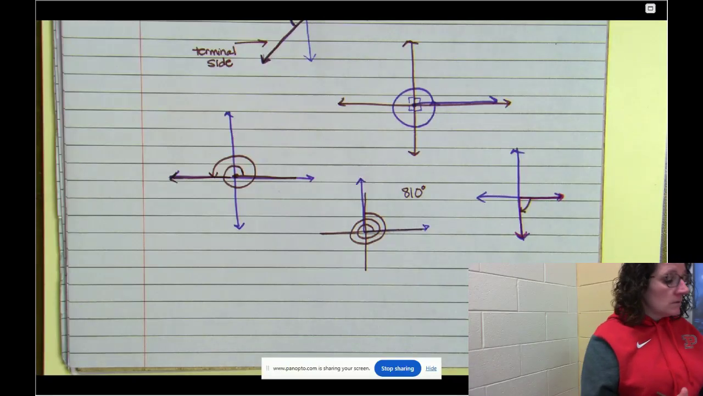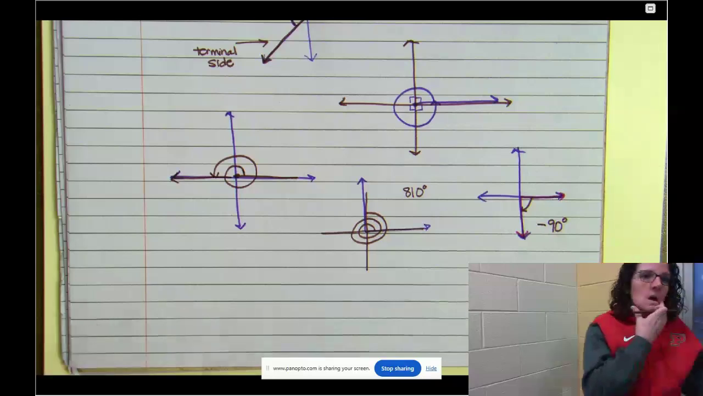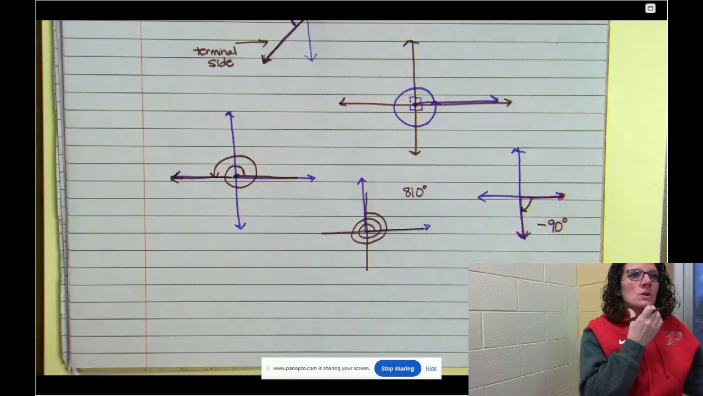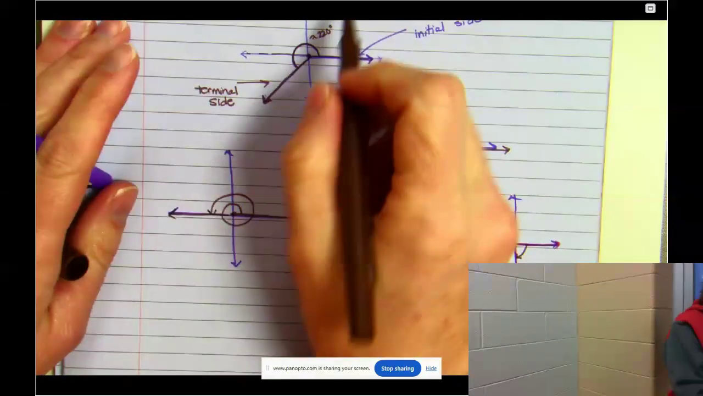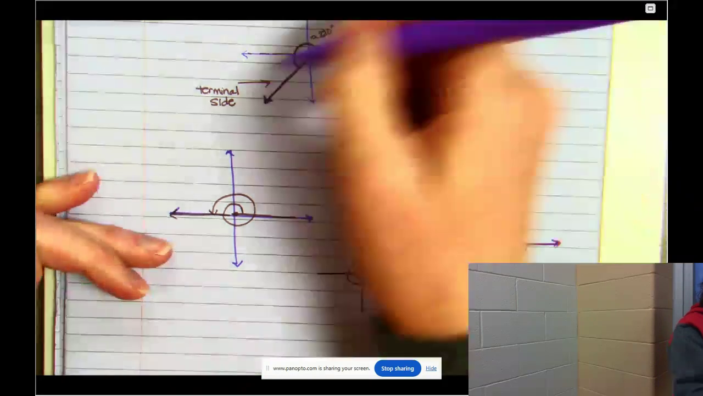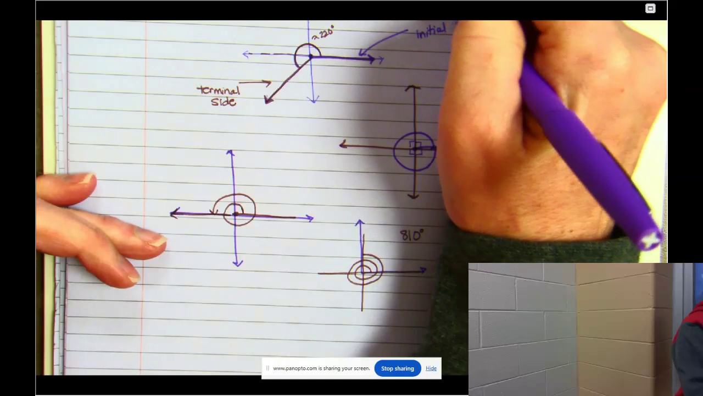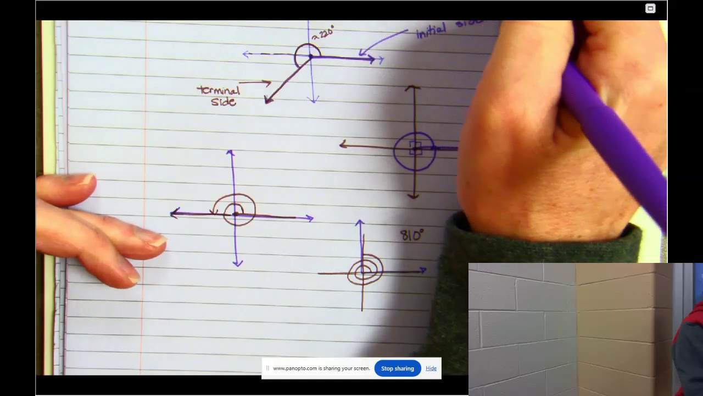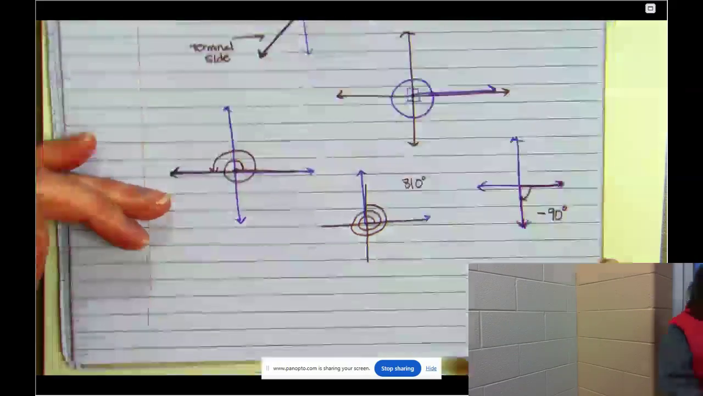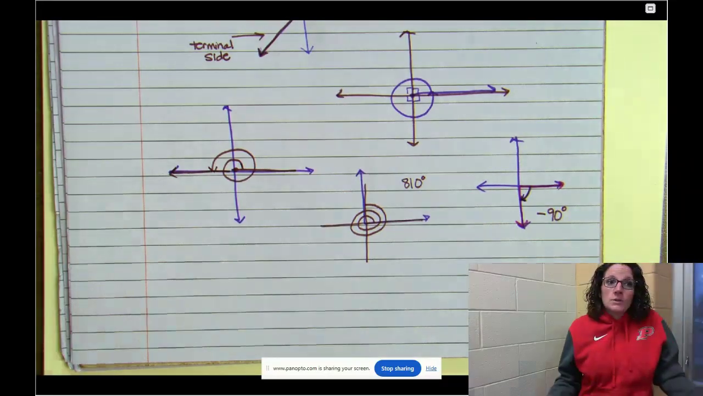Okay, so this would be negative 90 degrees. Why does it have to be clockwise? It's a good question. When we talk about regular old dynamic angle formation, you have an initial side and a terminal side, and you always go counterclockwise. So if I have this one that's gone this way, he's going backwards.